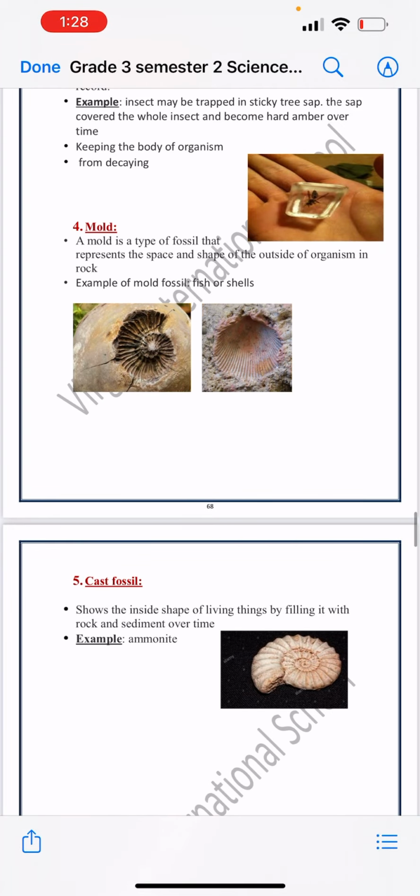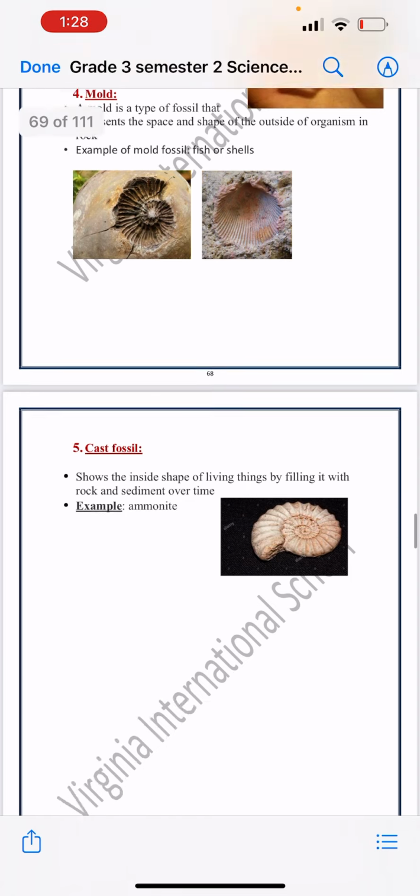And then we have a mold. What is a mold? A mold represents the space or the shape of the outside of the organism that by time is going to be hard and will be changed into a rock. So it's the rock of the outside of the organism.